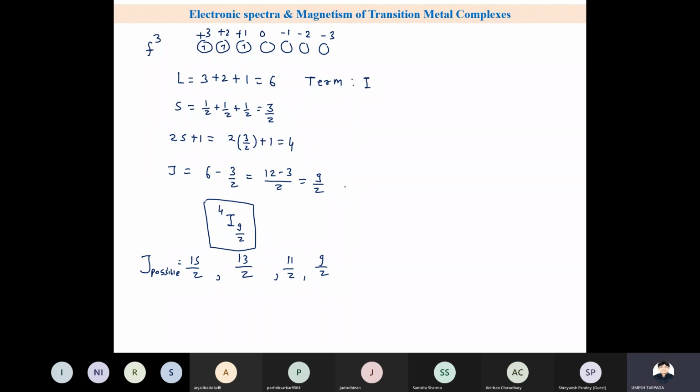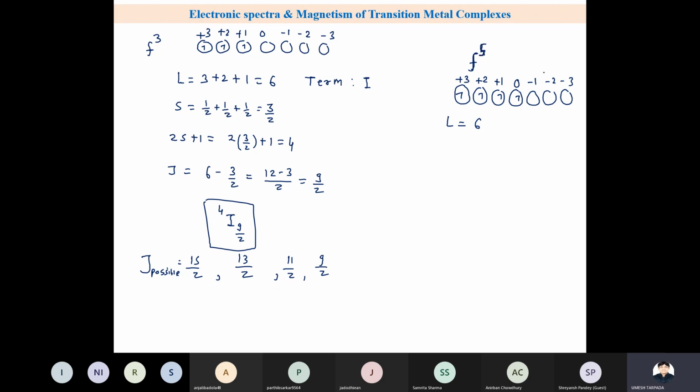For any configuration, whether F7 or F8, you can do the same calculation. If you have F4, it's plus 3, plus 2, plus 1, then 0, -1, -2, and -3. So these are the 4 electrons, and the L value is again 6. But it is better we go for F5.